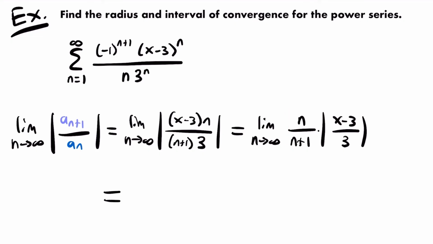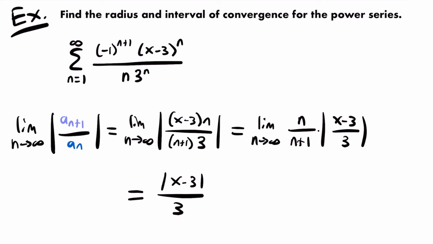So we'll have that this is equal to 1 times the absolute value of x minus 3 divided by 3. Okay? And I just put the absolute value bars around x minus 3 only because 3 is always positive, so it doesn't need those absolute value bars. Okay? And so anything times 1 is just itself, so I can remove this 1, and we can just say that the limit is equal to the absolute value of x minus 3 divided by 3.